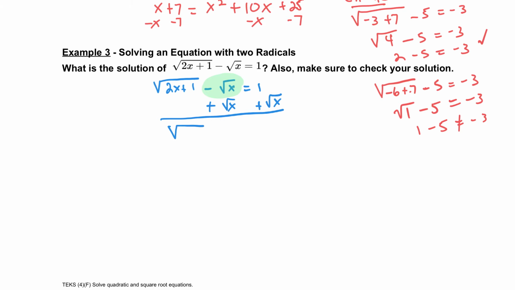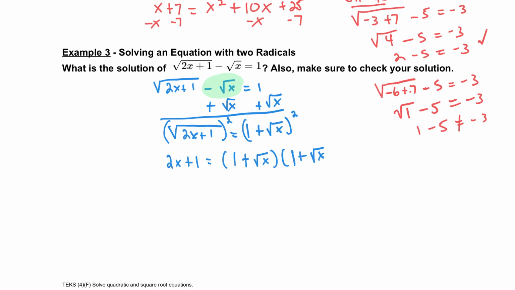So now you notice that we have the square root of 2x plus 1 is equal to 1 plus the square root of x. And just like we did before, we're going to go ahead and square both sides. And we notice that on the left side, when you square a square root, you're left with whatever's inside the radical. In this case, it's 2x plus 1. But on the right side, what you have to do is multiply 1 plus the square root of x, and then multiply 1 plus the square root of x, which you're going to have to do the FOIL method. And I'm going to teach you how to multiply radicals.